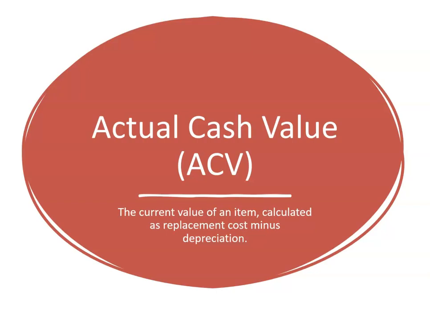For example, if you bought a laptop 3 years ago for $1,200, a brand new replacement still costs $1,200, but yours has 3 years of use, scratches, and an older battery. The insurance company subtracts depreciation, let's say $600. So your actual cash value payout is $600.